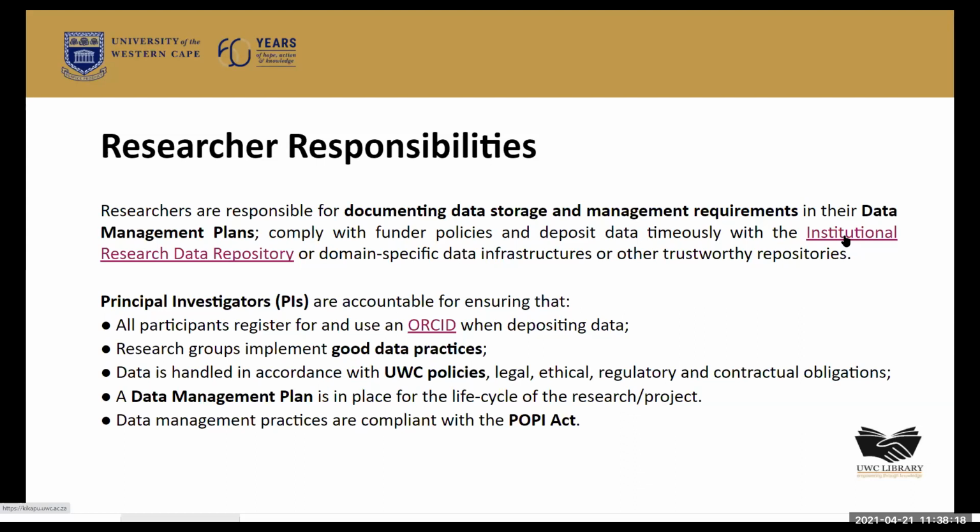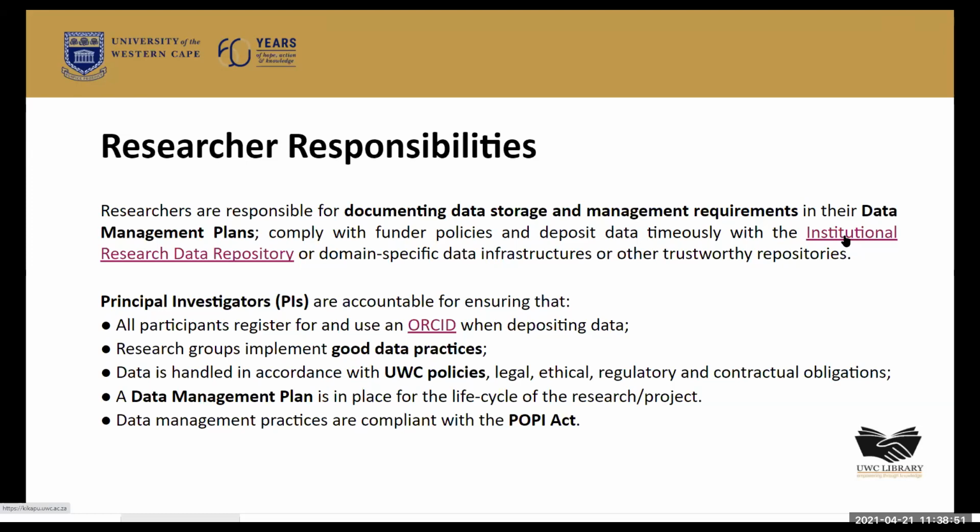As far as the responsibilities go, before we get there, it's important to remember that your data management plan needs to be stored with your data on the data repository. So when it comes to the principal investigators, there are a couple of things that they are accountable for. When you're working on a group project, all participants need to register. All participants register for and use an ORCID when depositing research data.